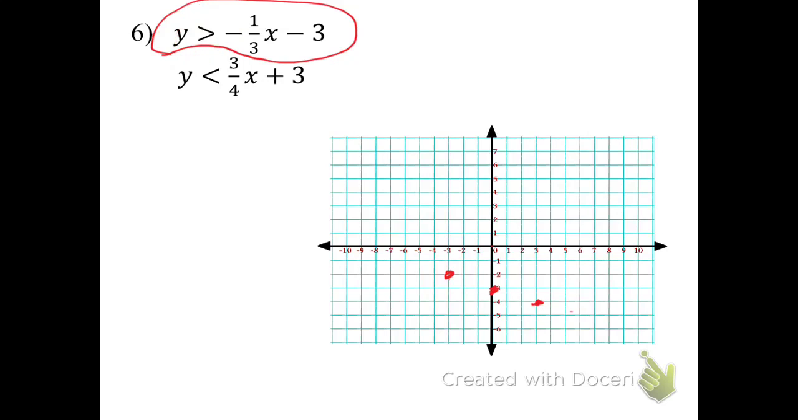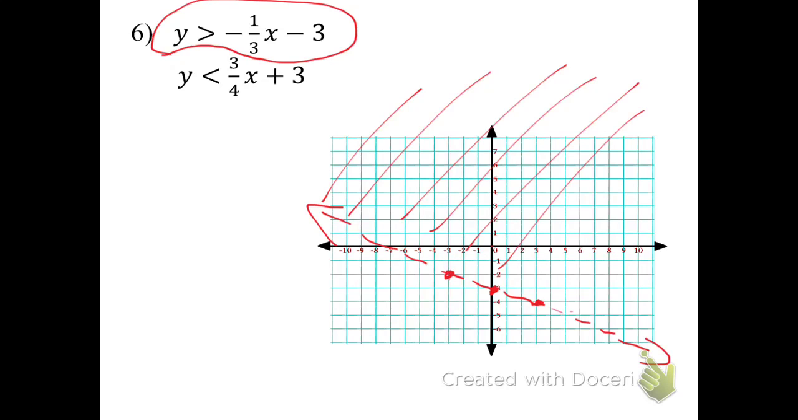Look at your inequality. It says greater than, but not equal to. So you're going to have a dashed line that goes through the points. Make sure it goes all the way across. And since it says greater than, I'm going to shade above the line, which is this way. And we're going to move on to the second line, which I'm going to graph in blue.